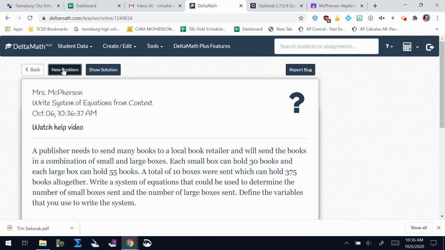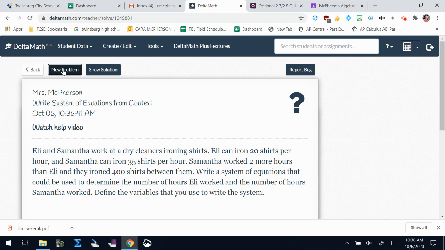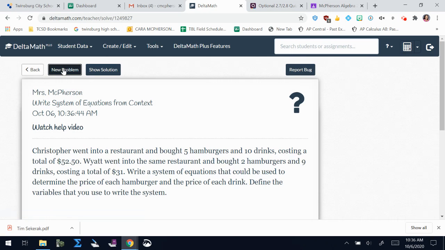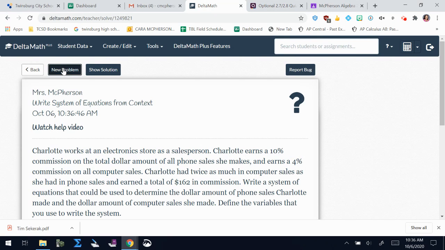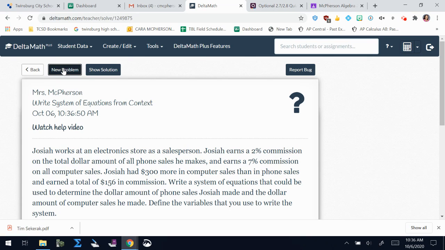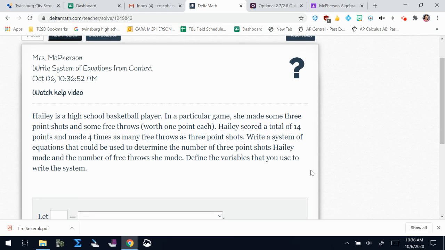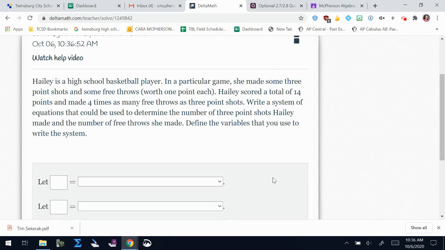Let me show you another one. Okay. I like sports examples. So Haley's a basketball player. She is making 3-pointers and free throws. So 3-pointers obviously worth 3 points, free throws worth 1 point. We know how many total points she scored. We know she made 4 times as many free throws.